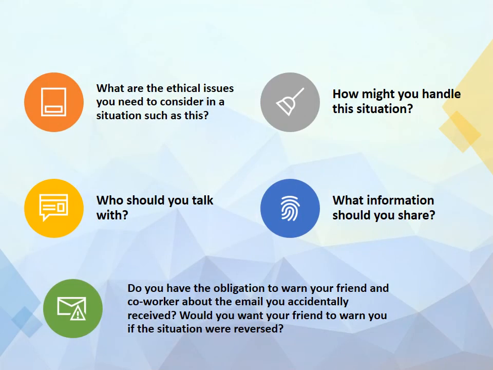What are the ethical issues you need to consider? Who should you talk with? Do you have an obligation to warn your friend? How might you handle the situation and what information should you share?